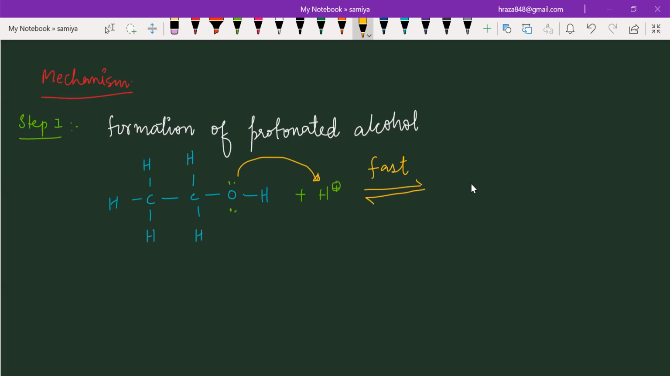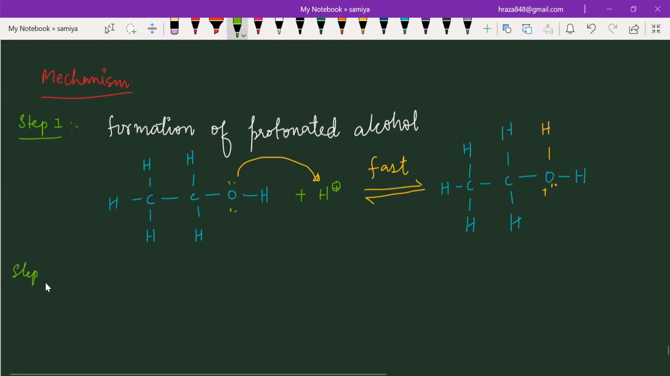So you can see the product will be basically CH3CH2, and then there will be two hydrogens like this, H and H, and there will be O and then H. Since oxygen donated one of its electrons, it will have a positive charge, and it will have one lone pair because it had two lone pairs.